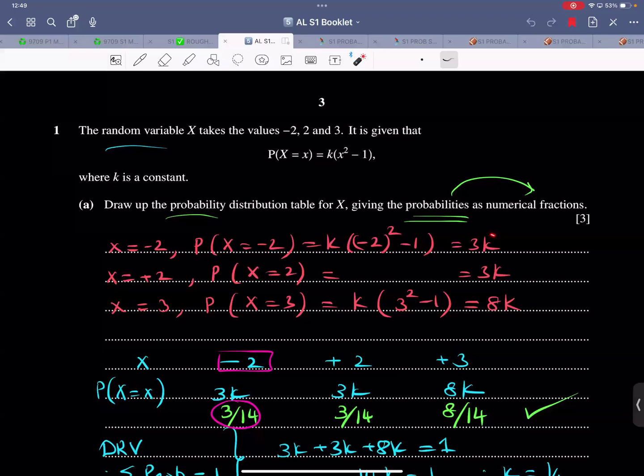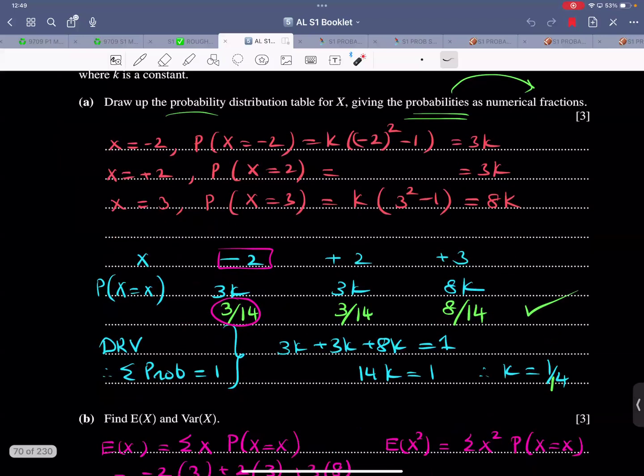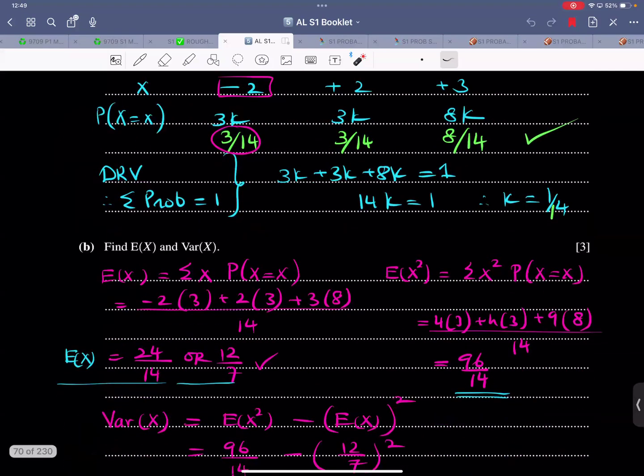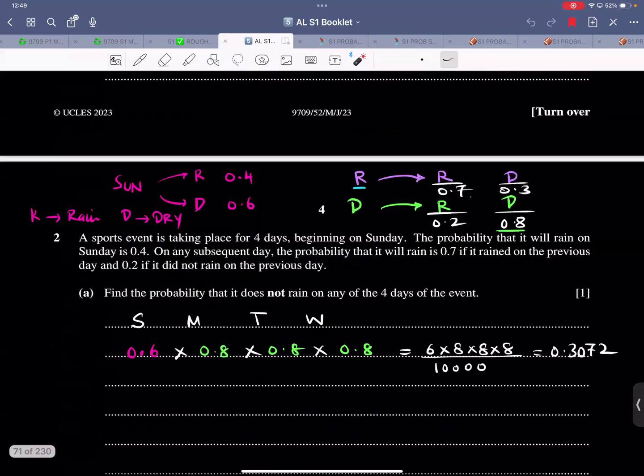First, you plug in the values, you get the answers in terms of K. Either you can write it in terms of K and then evaluate K, or you can add it all up, first evaluate K, and then write the answer as fractions. Eventually, you have to do that. So K comes out to be 1 over 14. This is 3K. This is 3 over 14, 3 over 14, 8 over 14. Find expectation and variance. That is straightforward.